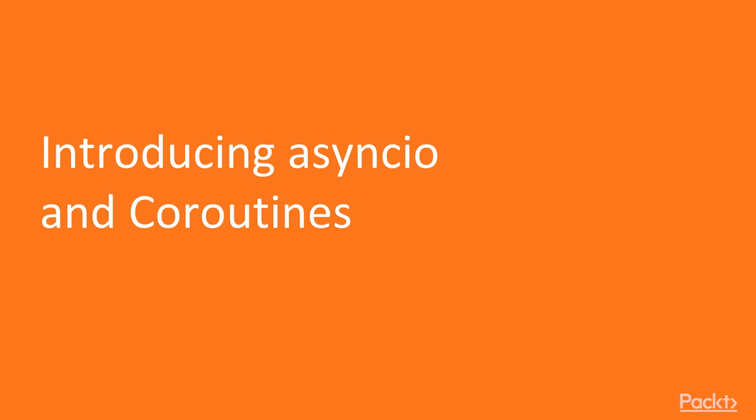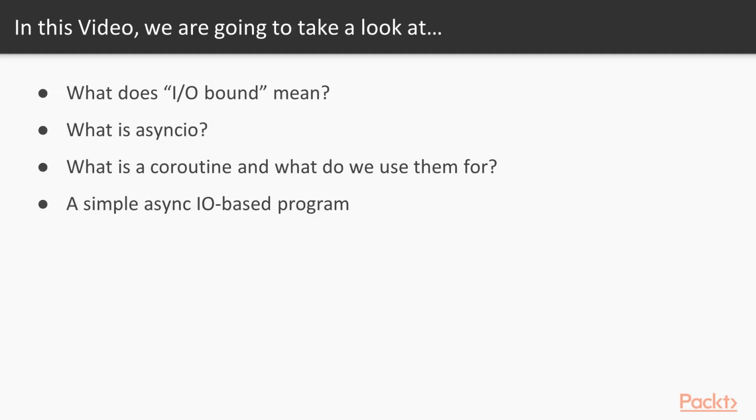We'll start by talking about Async IO and coroutines. Before we get into the details, we're going to talk about what IO-bound means, and why it's a consideration when we're deciding how to structure our programs. After that, we'll look at what Async IO is and what it does, and from there we'll talk about what coroutines are and why we use them in conjunction with Async IO. Finally, we'll write a simple Async IO and coroutine-based program to see it all in action.